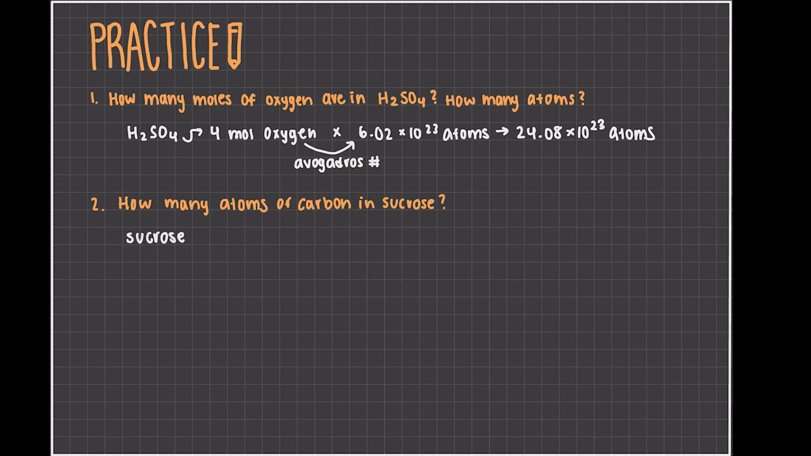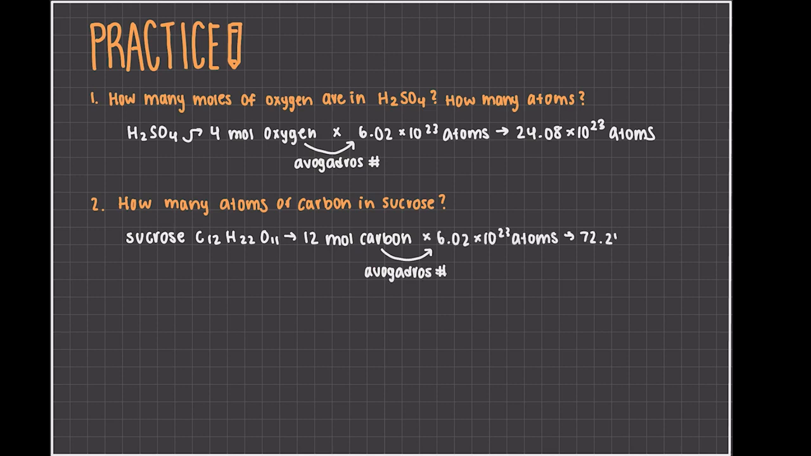Well, sucrose's formula is C12H22O11. This means we have 12 moles of carbon in sucrose. So in order to get from moles to atoms, we have to use Avogadro's number. So we multiply by that number to get 72.24 times 10 to the 23rd atoms. Now, I was being a little bit lazy by not putting them in scientific notation, but if you did, here are the answers for it in scientific notation.